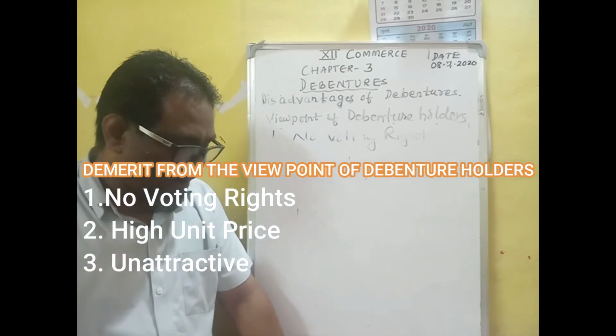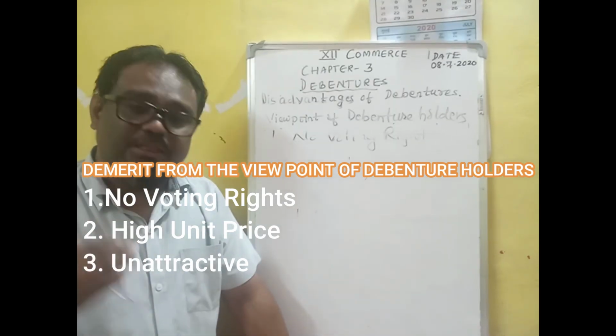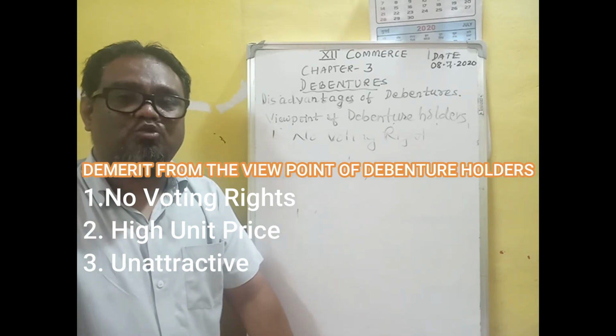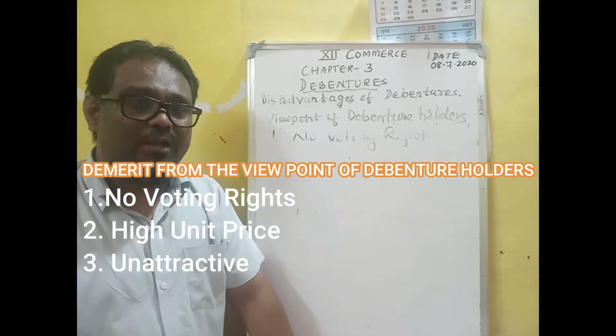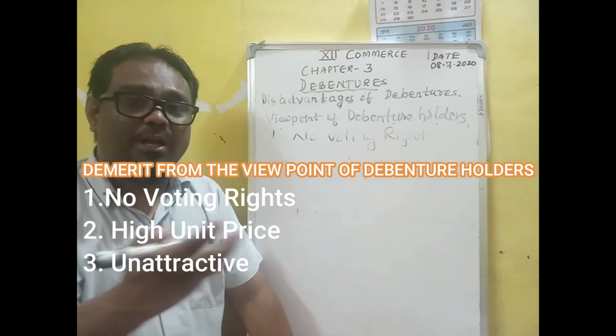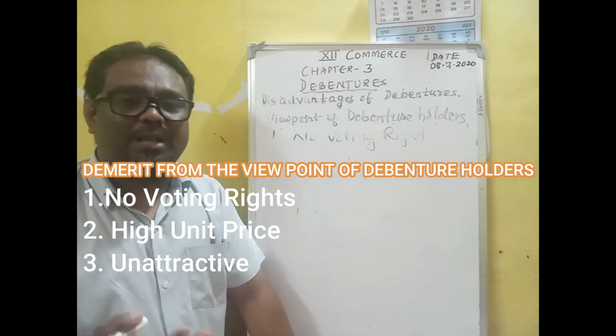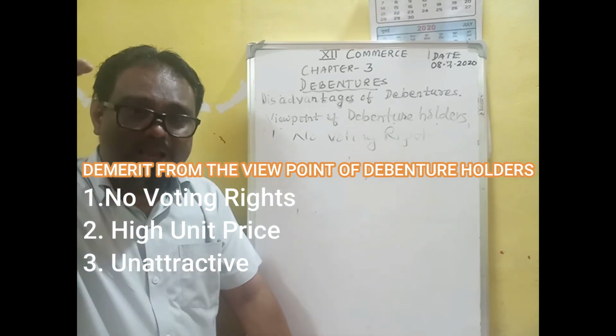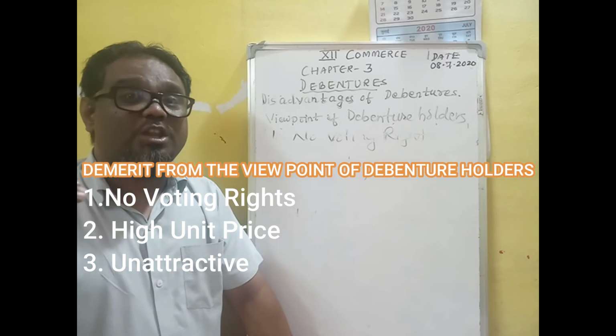So the next drawback is the credit standing, the creditworthiness of the company, because they have already taken a loan from the public by issuing the debenture. Debenture is a long-term borrowing. The company has borrowed the money from the public in the form of debentures. So this will reduce the creditworthiness of the company.